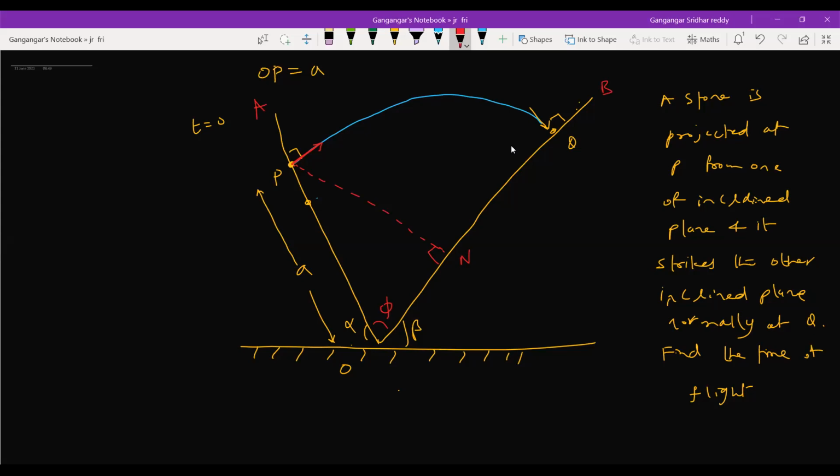Let the speed of projection be U. So we'll resolve this. One component will be, what can it be? If this is phi, 90, this will be 90 minus phi. Try to see the mathematics. It'll be very easy for you once you get this. If this is 90 minus phi, this should be phi.